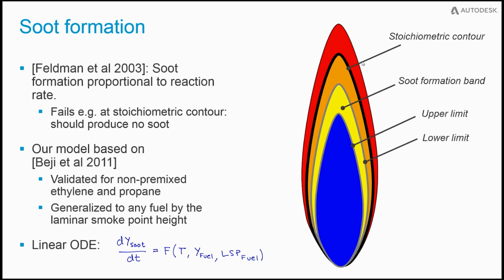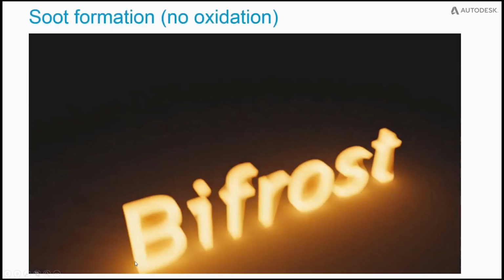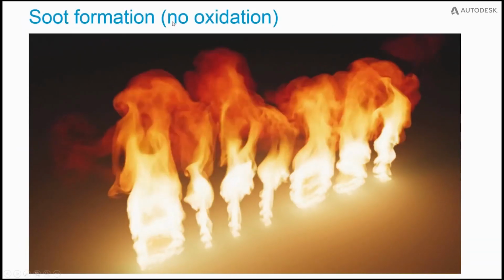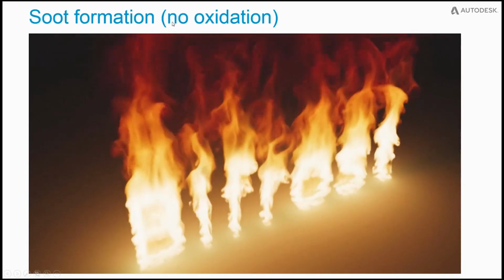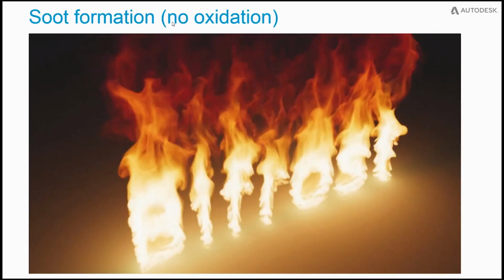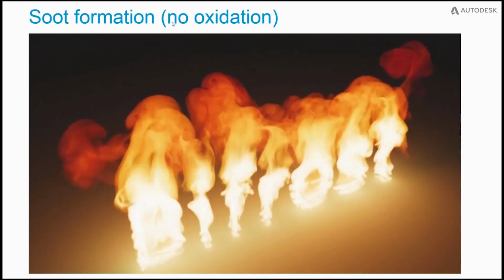So the equation you have to solve is just a linear ordinary differential equation in this case, so it's quite simple, and it depends on temperature, the mass fraction of fuel, Y fuel, and the laminar smoke point height of the fuel, and that gives you the change over time in the soot mass fraction. So here's an example of soot formation in action. No oxidation is going on here, so we have a smoking flame.